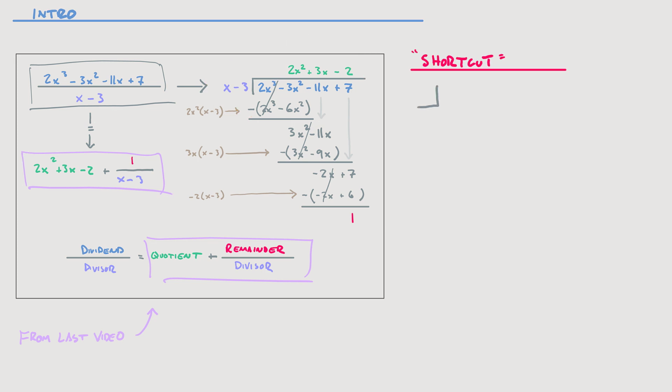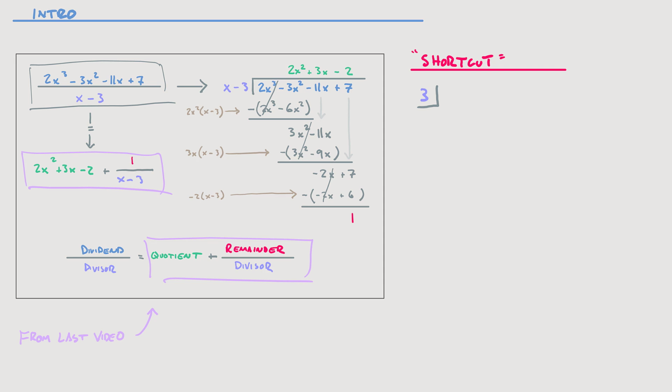Okay, here's the shortcut. We're going to start by drawing a kind of a half of a box, half a square, if you will, the right corner. And inside of that box, we are going to put what makes the divisor 0. What makes this divisor 0 is the number 3, because if you plug 3 in for the x here, then you would get 0. So we got to put 3 in this box. That's the first thing we have to do.